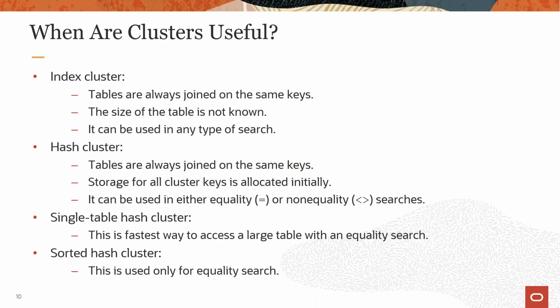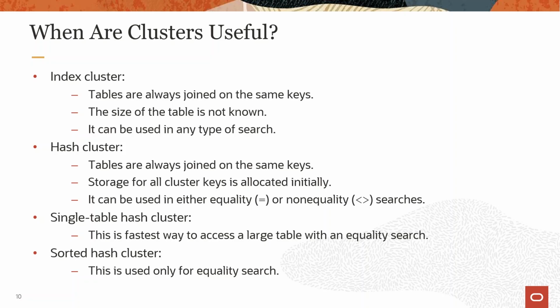Now you have different types of clusters that you can create. You have on one hand the index clusters, and that's especially being used for tables that are always joined on the same keys. Also, if you don't know the size of your table, and it can be used in any type of search, it can be used for equality as well as for non-equality searches, in fact.